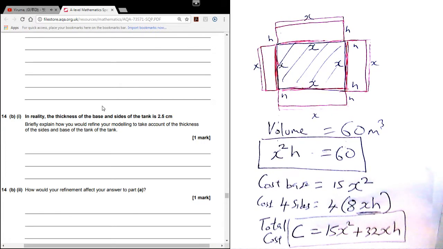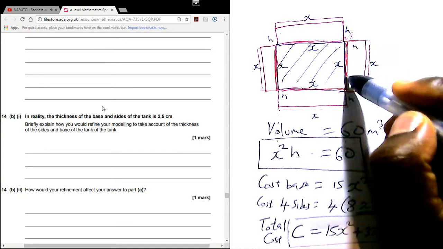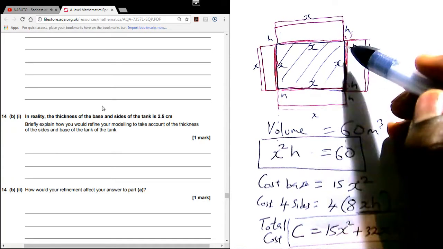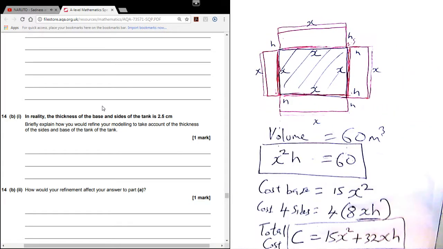So all we need to tell them is that we would refine the model to include the extra thickness on all the sides. We would also refine the model to change the formula for the total area to include the area of the 2.5 times x, 2.5 times x, 2.5 times x, 2.5 times x, and that has to be included in the area of the whole shape. So that has to do with material, doesn't it?